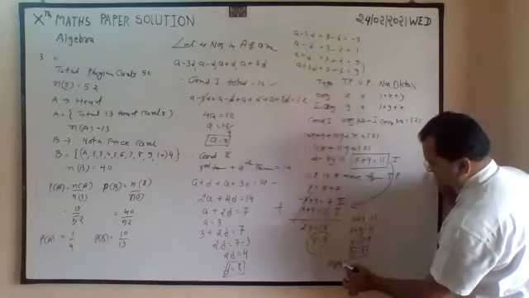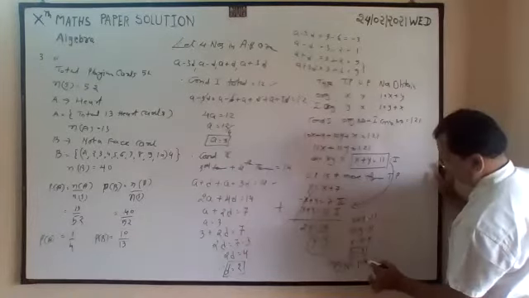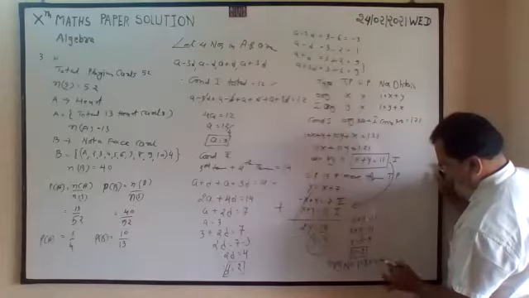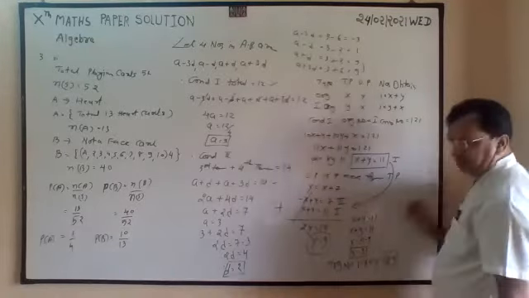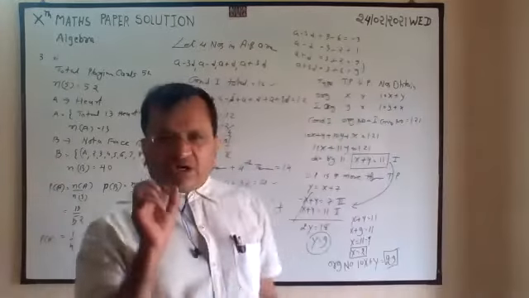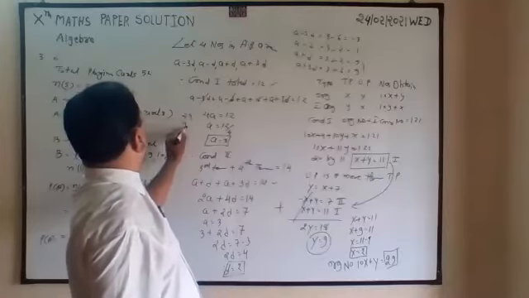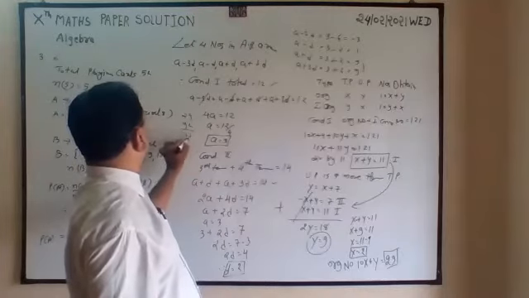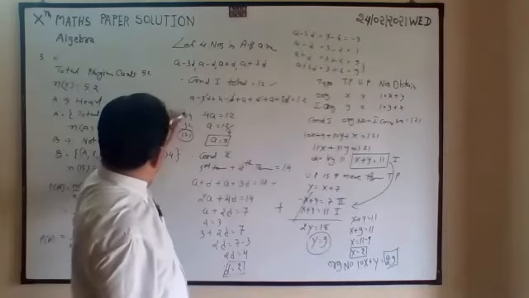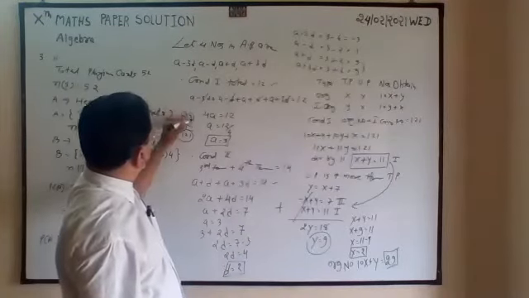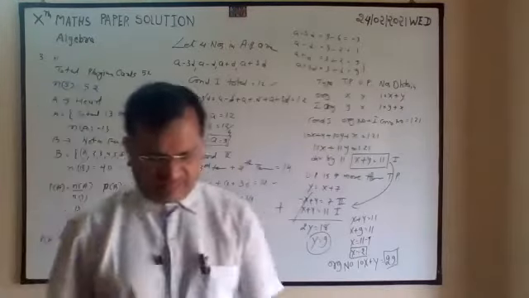Our original number is 10x plus y, so it is 29. 29 is the original number. Interchange gives 92, and 29 plus 92 is 121. So your condition is correct. And this number is 7 less than the other, which means the difference is 7.